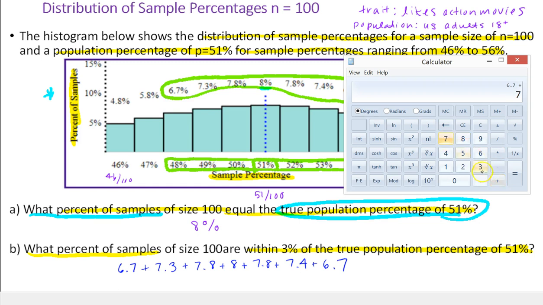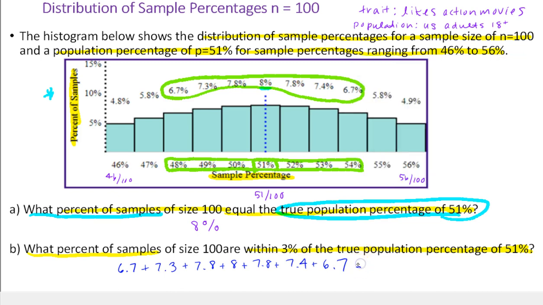6.7, 7.3, 7.8, 8, 7.8, 7.4, and 6.7. And again, I always stop at the end to make sure that I got the numbers right. Yes, punching in numbers isn't hard, but it's so easy that it's easy to make a mistake. 6.7, 7.3, 7.8, 8, 7.8, 7.4, 6.7. Looks good. And that is 51.7. Now we're going to make sure to add our percent symbol.